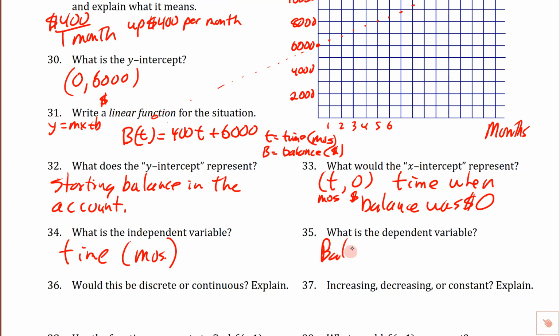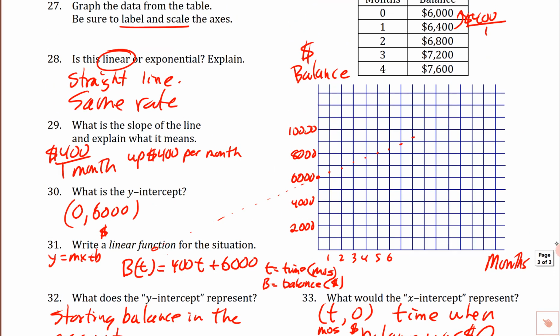Okay, so we're going to put the balance as the dependent variable. The balance in dollars depends on how much time has gone by. And then we've got an interesting question here: is this going to be discrete or continuous? So let's go back up here and notice what happens.